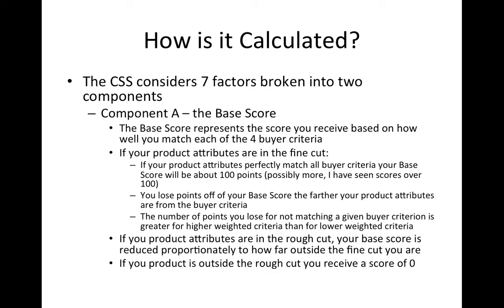So being in the rough cut can really hurt you. If you're in the rough cut on more than one attribute, then CapSim, it looks like, takes the one that you're the furthest in the rough cut, and that's the one it uses for the adjustment. So you need to pay attention to that. And if you're outside the rough cut on any criteria, you go to a score of 0, period, no discussions. So you can be perfect on 3 criteria, but outside the rough cut on 1, you'll get a score of 0.